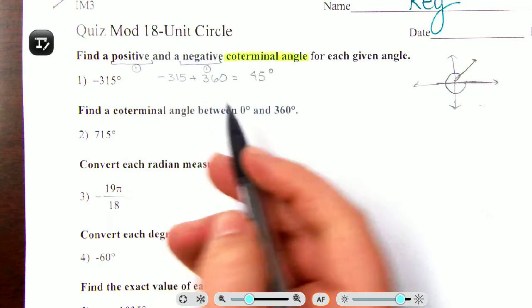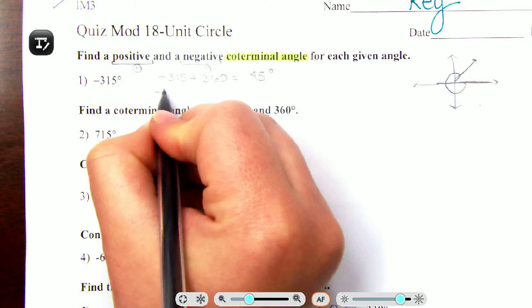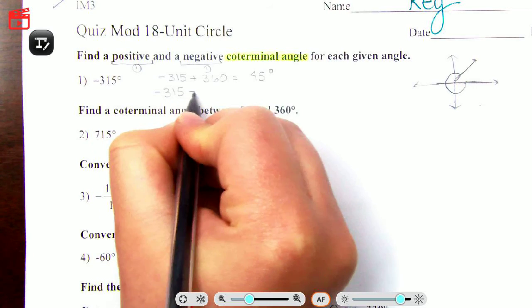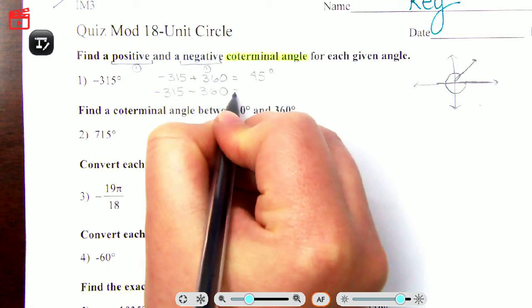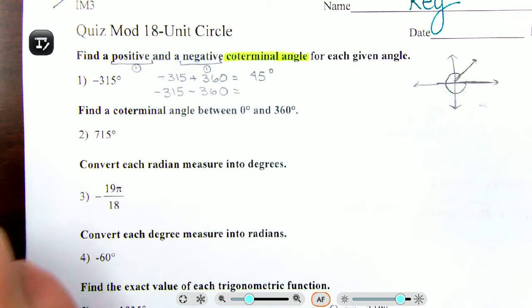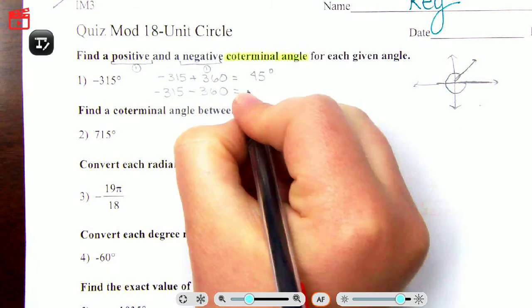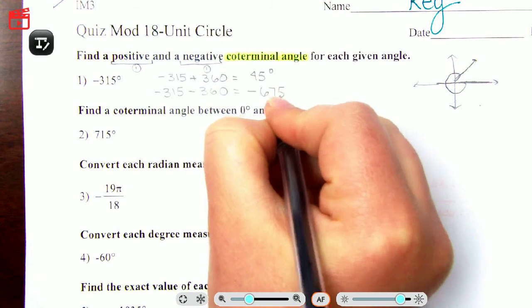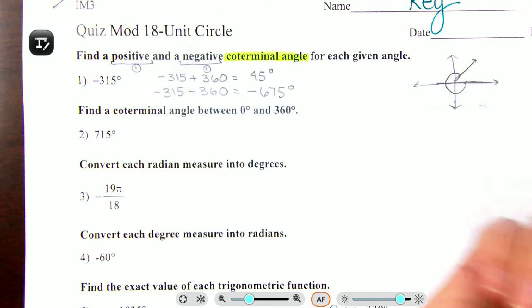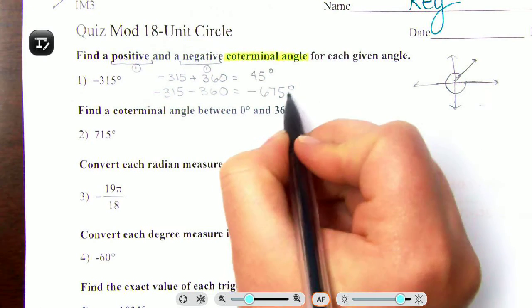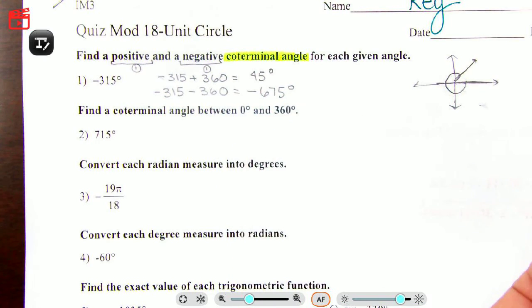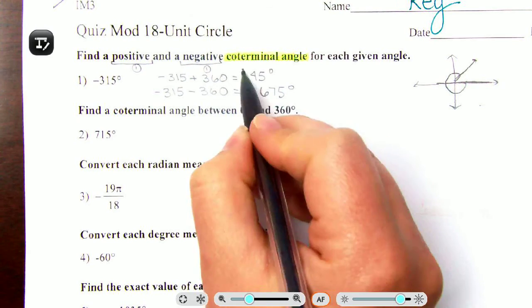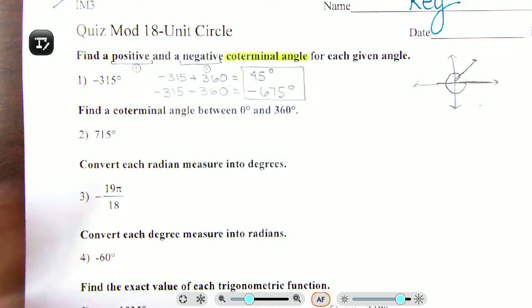So for a coterminal angle that is negative, I'm going to take negative 315 minus 360, and that is negative 675 degrees. You must include degrees. If you do not put your unit of measure, in this case degrees, I'm going to assume they are radians and it would be considered incorrect. So you have two angles here.